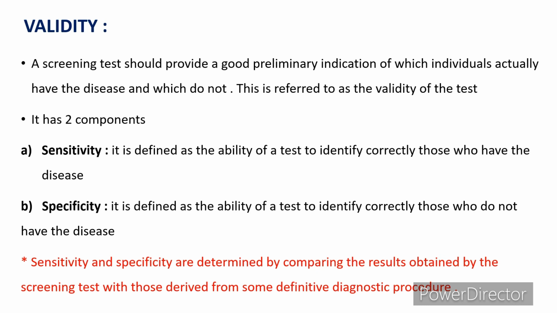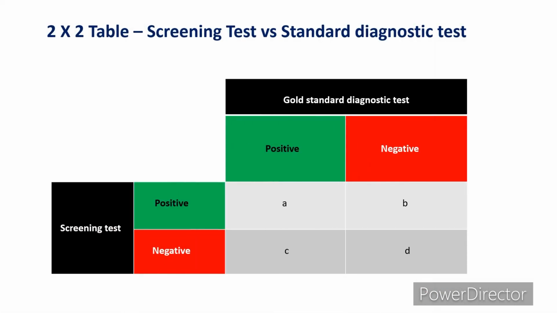Both sensitivity and specificity are determined by comparing the results obtained by the screening test with those derived from some definitive diagnostic procedure. So here we compare our screening test findings with that of some standard diagnostic test. This is how it looks: screening test versus the standard test. Under the standard test, the total positive findings are A plus C, whereas in the screening test, the total positive findings will be A plus B.